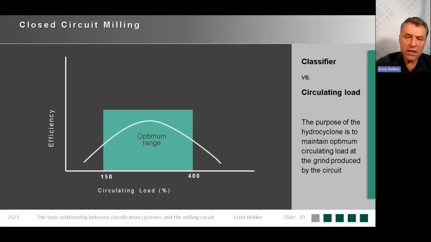If we go to too high circulating loads, classification efficiency falls off. And that's what happens more regularly these days. People are increasing tonnages, circulating loads are increasing, the cyclones are becoming less efficient, and then we want to make a change to the cyclone to improve the efficiency, while the problem lies somewhere else.